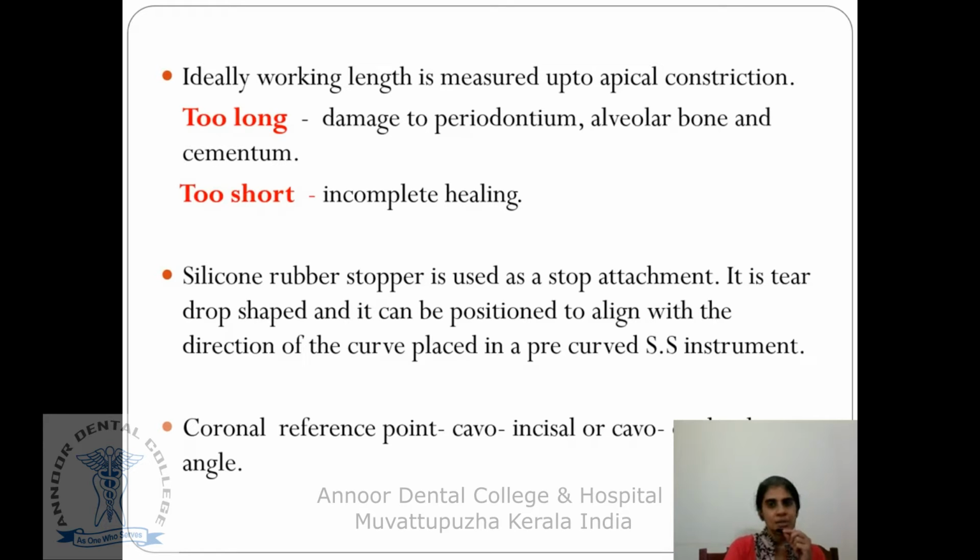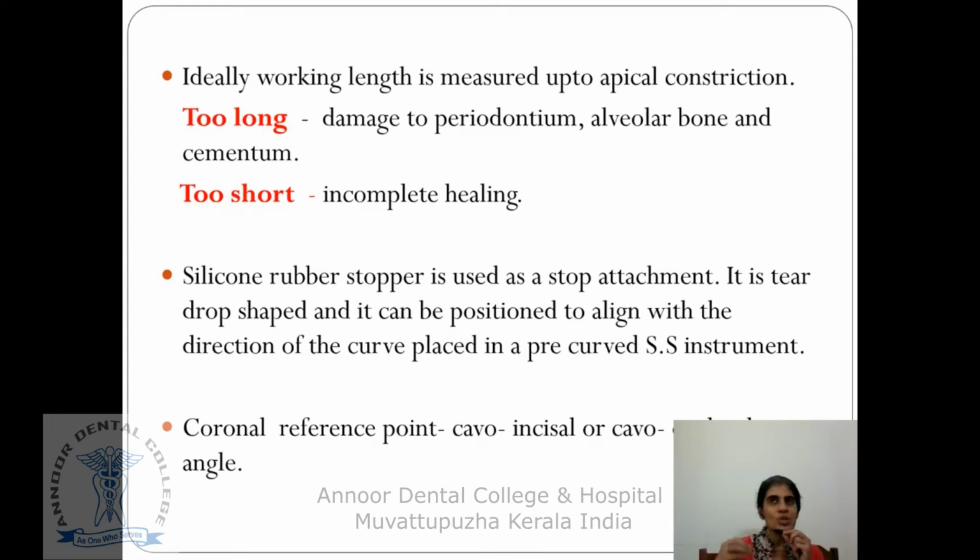So ideally, the working length is measured up to the apical constriction, also called the minor diameter. So what happens if the working length becomes too long? It is going to damage the periodontium and then the alveolar bone and the cementum. If it is too short, you are not able to completely remove the remnants from the root. And so what happens? The healing at the periapical area becomes incomplete.